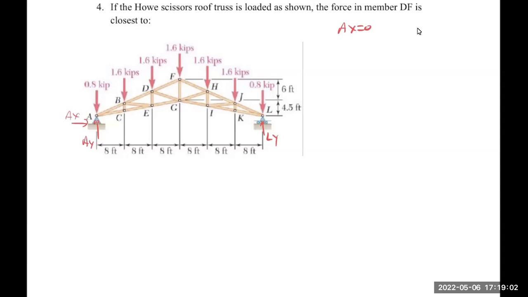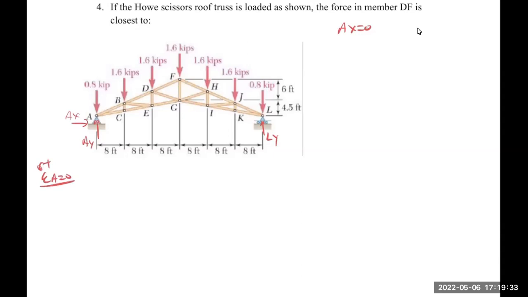And then to determine AY and LY, what I can do is take a moment at A to determine what LY is, or take a moment at L to determine what AY is. So what can I do in this case? Well, I can take a moment at A to determine what LY is, or you can take a moment at L to determine what AY is.